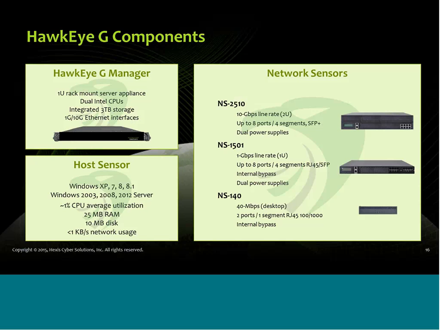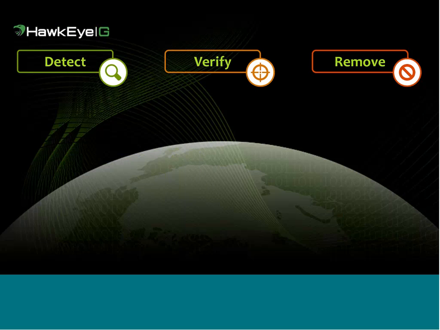So the components of HawkEye G from a platform point of view: there's the HawkEye G Manager, a server appliance that has the threat analytics, the event data warehouse, the countermeasure manager, and those other command and control capabilities. The host sensor is a very lightweight agent that runs on the endpoint, less than 1% CPU, less than 25 megabytes of RAM, less than 1K of network usage, to get real-time event visibility. And then a line of network sensors that go from 10 gigabit throughput bidirectional down to 40 megabit for remote and branch offices. This gives you that network, endpoint, and analytics visibility.